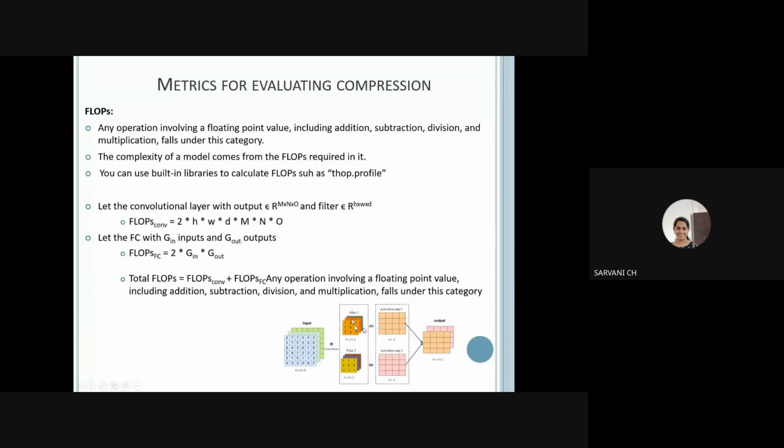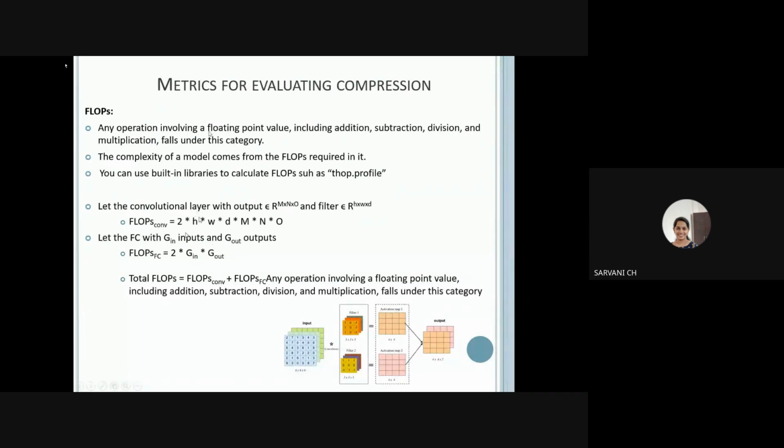Whenever you perform the convolution operation, you take the filter, slide it on the input, and calculate the activation map. During this process, there are multiplications, additions, and many other operations. All of this comes under floating point operations. The complexity of the model is mainly determined by these flops. To determine the flops of a model, whatever the neural architecture, there are many built-in libraries, and one of them is thop.profile, which directly gives you the total number of flops for your model.